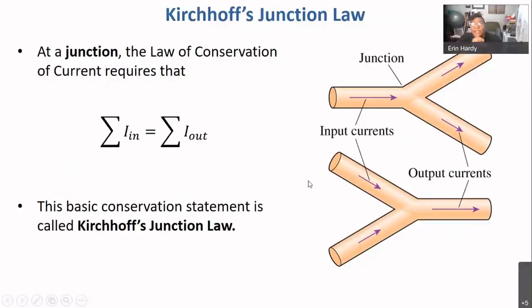And as a consequence of the law of conservation of current, we now have the second of our two circuit laws that we can attribute to Kirchhoff. So in addition to Kirchhoff's loop law, we have the junction law, which just states that if one wire splices into two, or two wires are joined up into one, the amount of current that goes into that junction can't be different than the amount that comes out. So I can sum up all these input currents and then set them equal to all of the output currents.